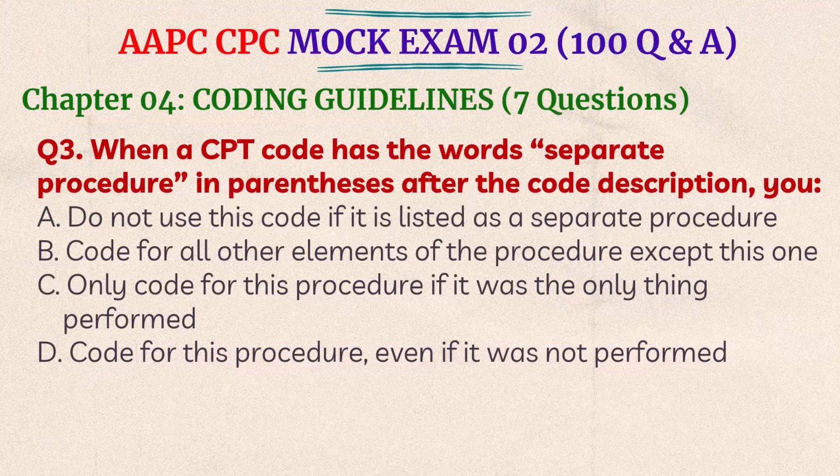Question number 3. When a CPT code has the words "separate procedure" in parentheses after the code description, you: A. Do not use this code if it is listed as the separate procedure. B. Code for all other elements of the procedure except this one. C. Only code for this procedure if it was the only thing performed. D. Code for this procedure even if it was not performed. So think the answer.